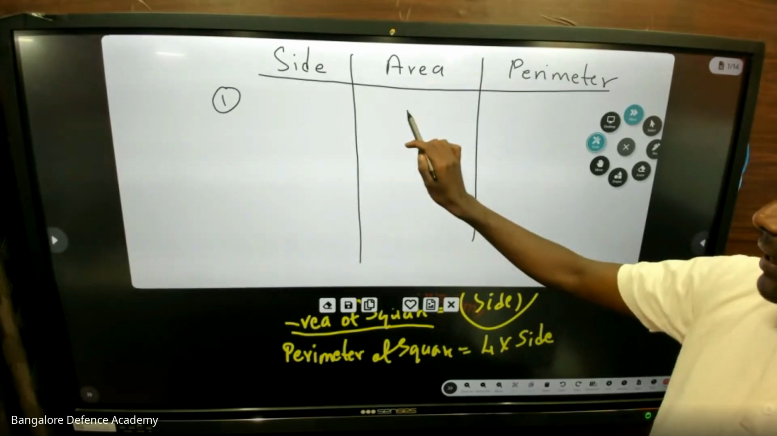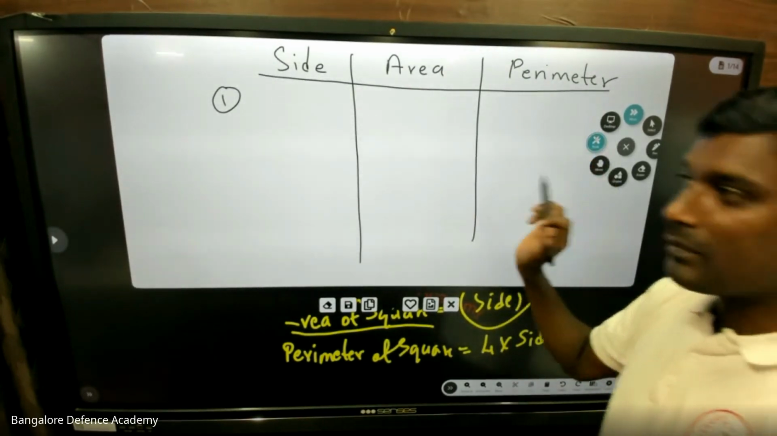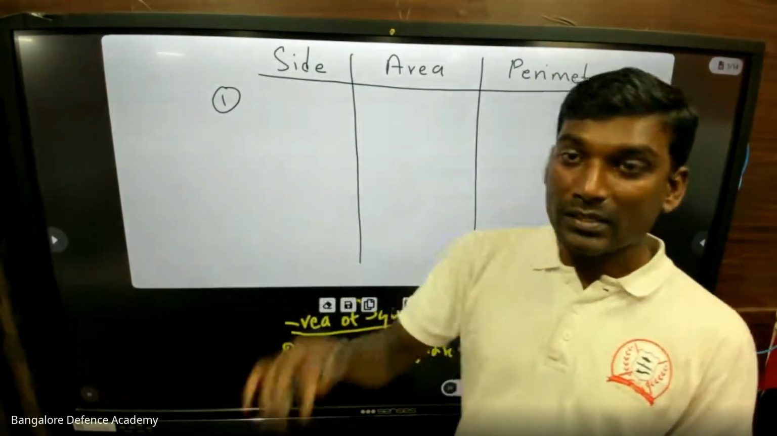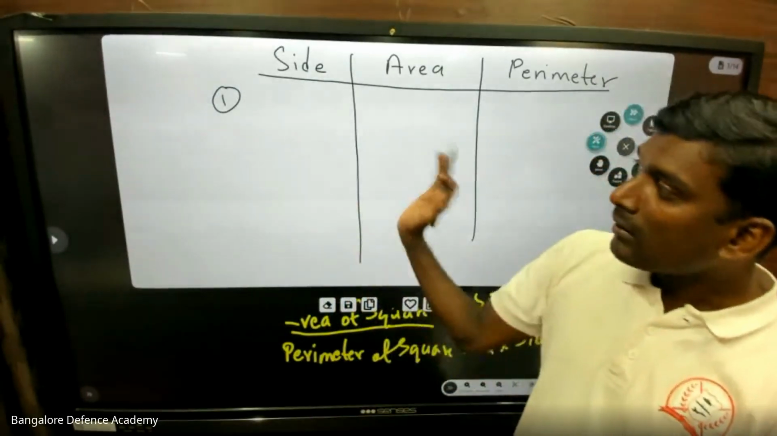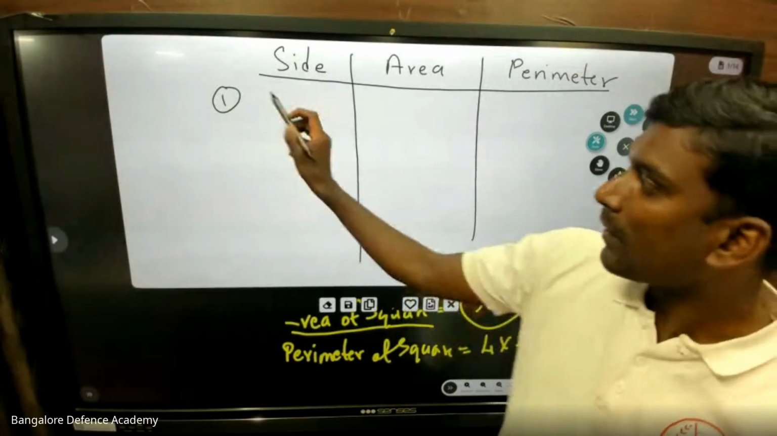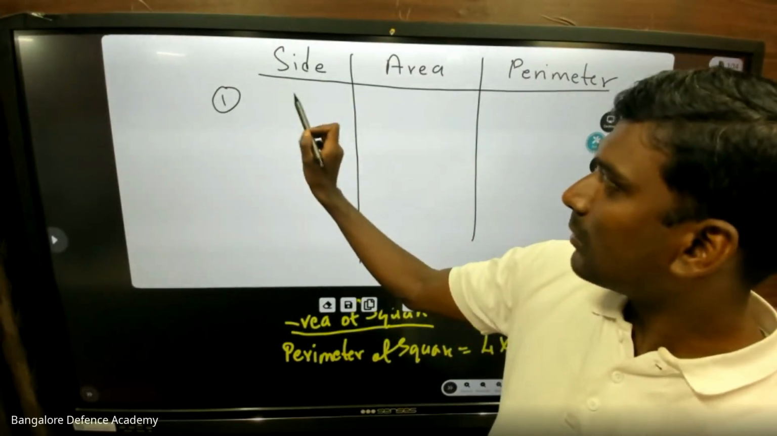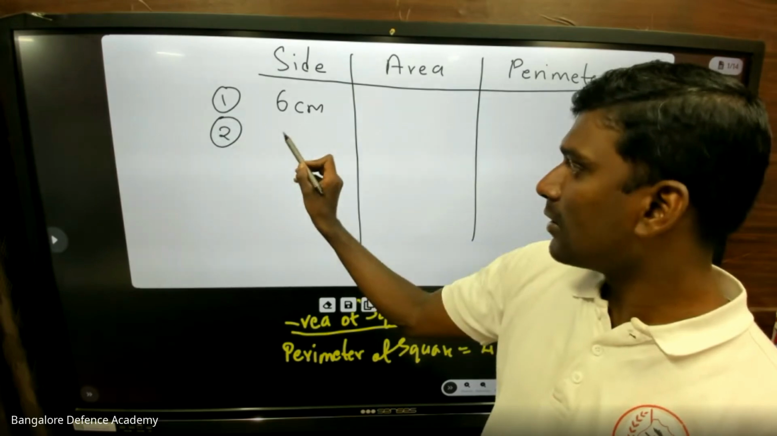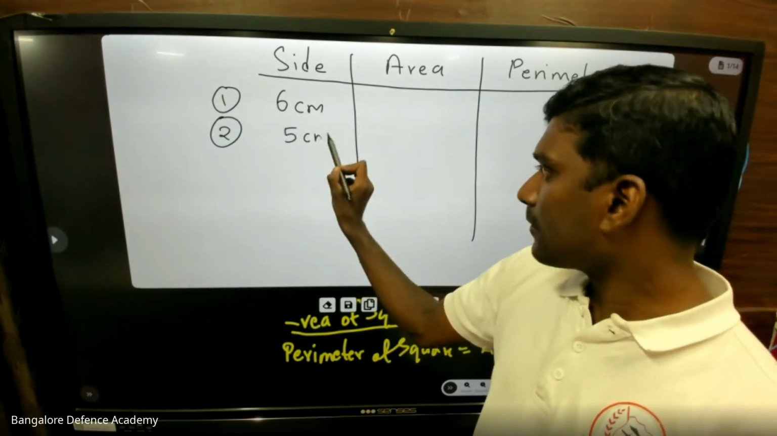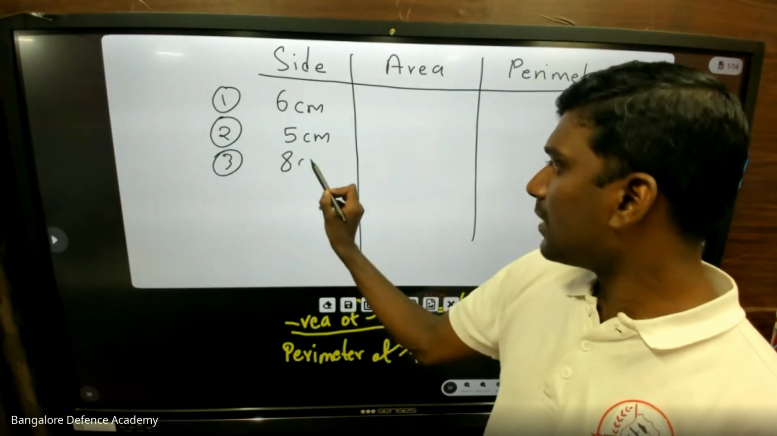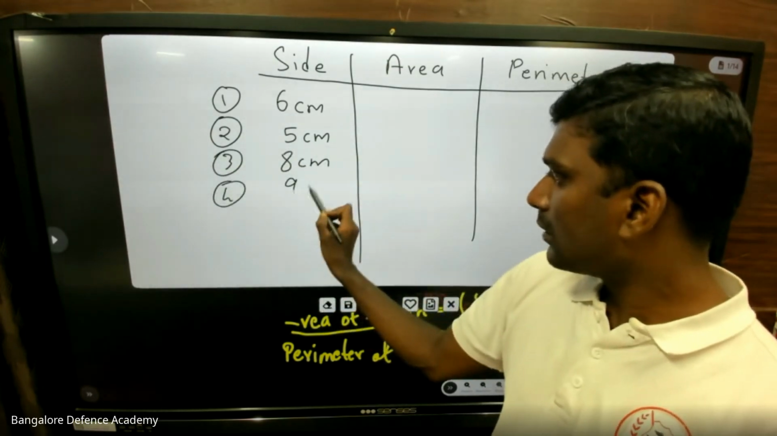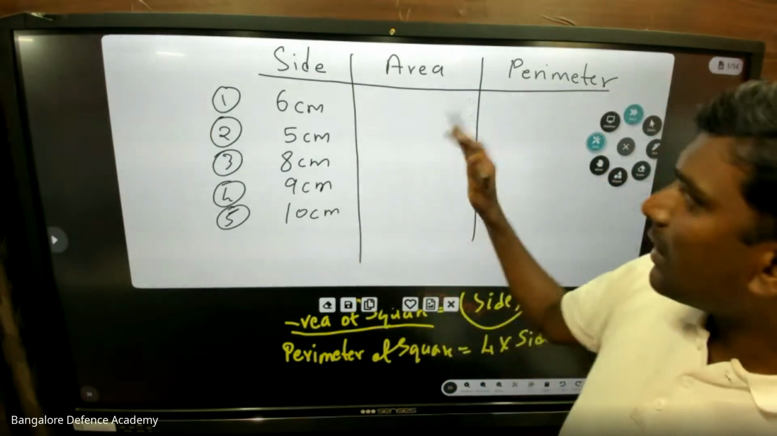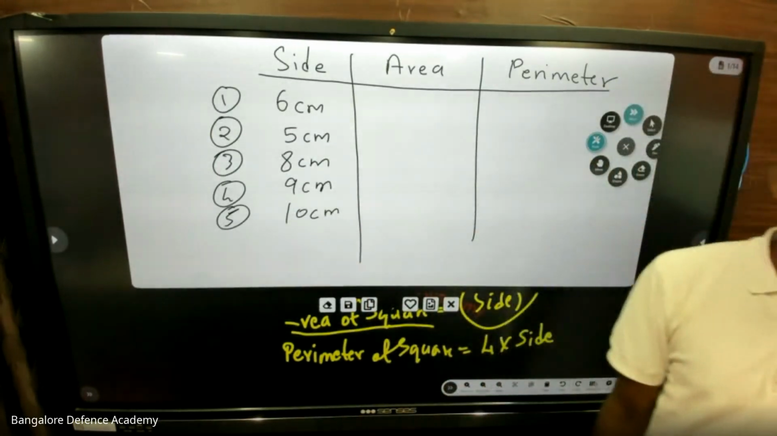You will just find the area and the perimeter. I want it stepwise. I don't want anyone to be in a hurry and just write down the solutions. Write the formula, do it stepwise, because I'm going to correct your notes. First, suppose the side is 6 centimeter. Second, 5 centimeter, 8 centimeter, 9 centimeter, 10 centimeter. I want the area and perimeter of the square.